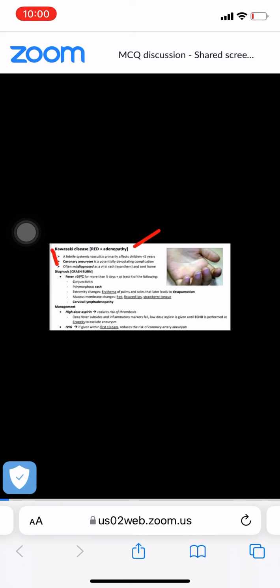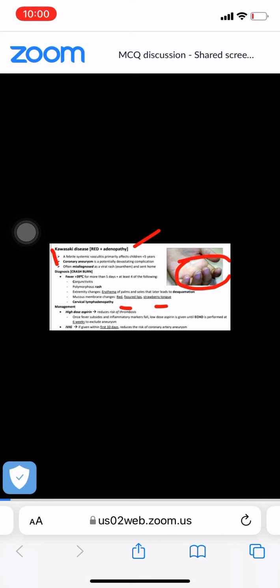If we see symptoms like fever, then conjunctivitis, the child will also have a rash. Usually the rash is over the palms and soles, and it will peel off. Desquamation is also a feature seen in Kawasaki disease. Then cervical lymphadenopathy and strawberry tongue. All these features are seen.